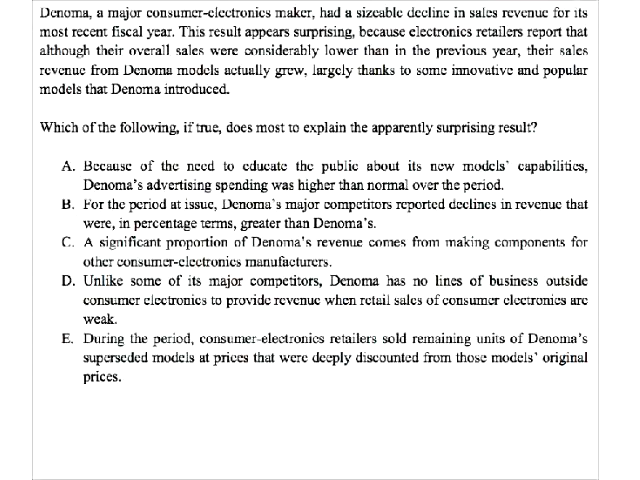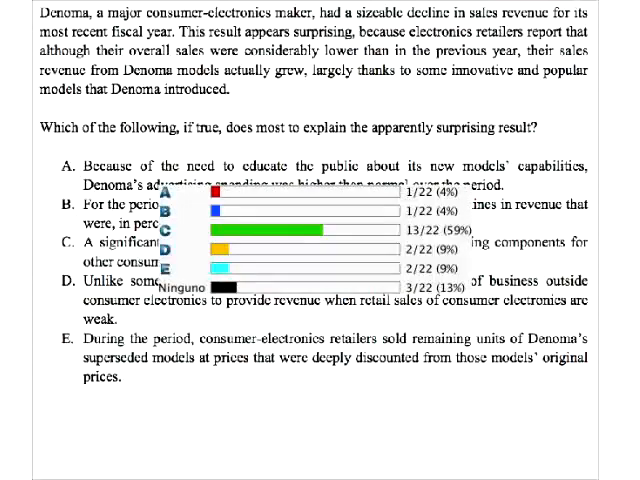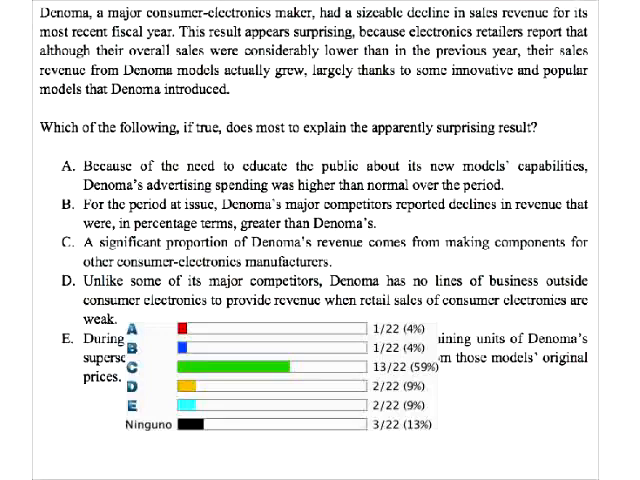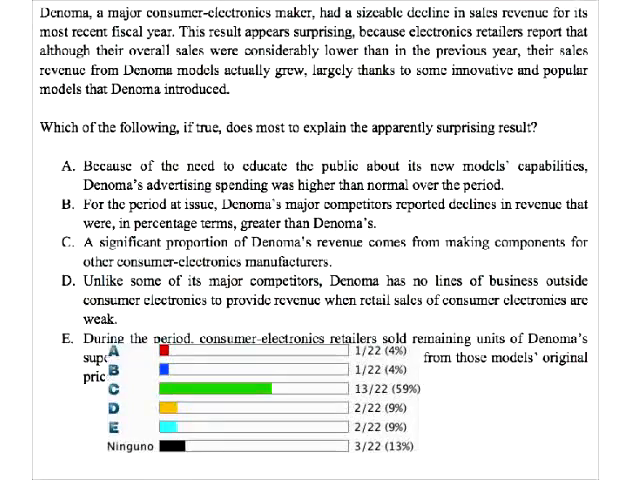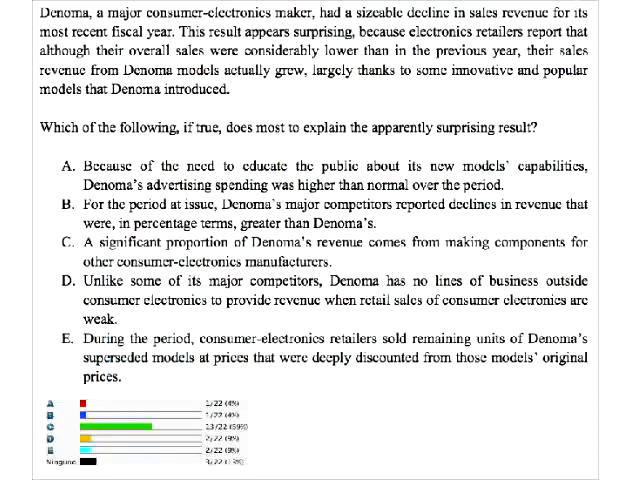Okay, so it looks like fewer people had issues here. So this one, the solid majority answer here is the right one. But let's review anyway for the benefit of everyone and also for future people watching. So Denoma had a sizable decline in sales revenue. So this is overall sales revenue. The result appears surprising because electronics retailers report that although their overall sales were considerably lower than in the previous year, their sales revenue from Denoma models actually grew.